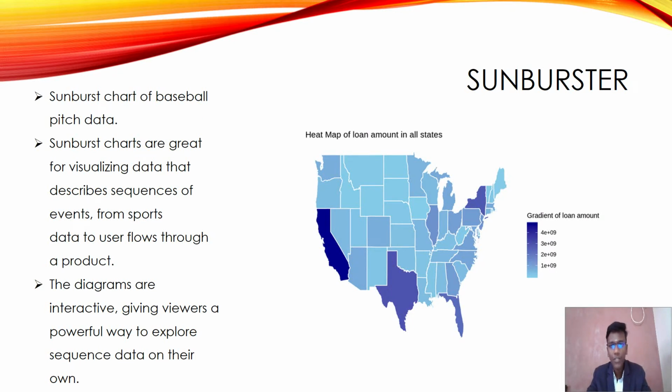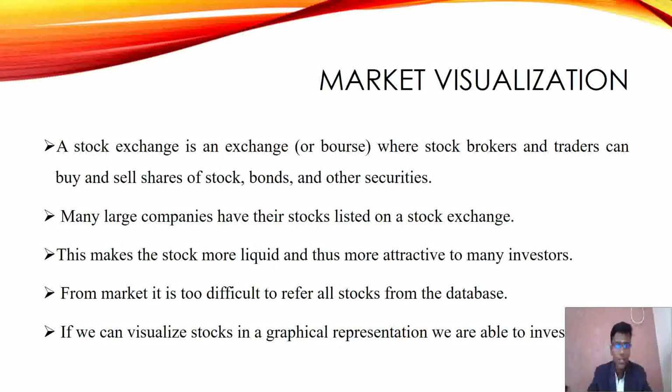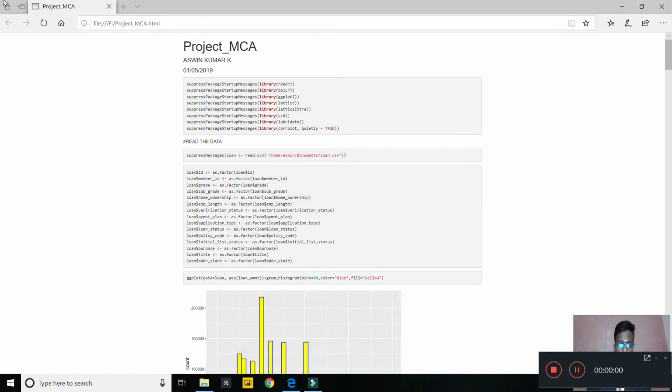This sunburst graph is used to completely modify the maps of things, and is also implemented in different fields of structures. Market visualizations. Stock market visualization is one of the major and very needed things in this world. So my stocks and companies have been made into different types of streams. From the market, it is too difficult to refer to all the stocks from the database, and if we are able to visualize stocks with graphical representations, we are able to invest in most of my project.